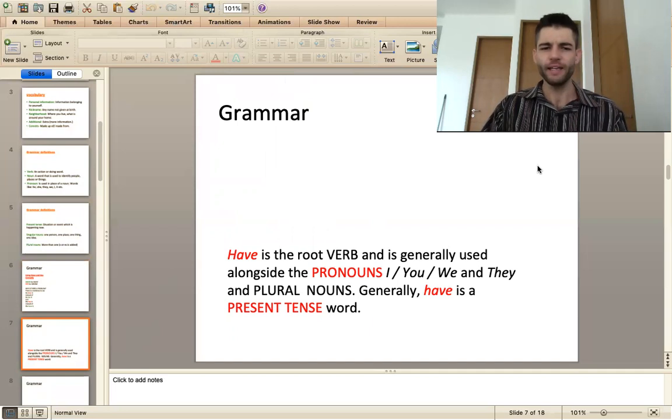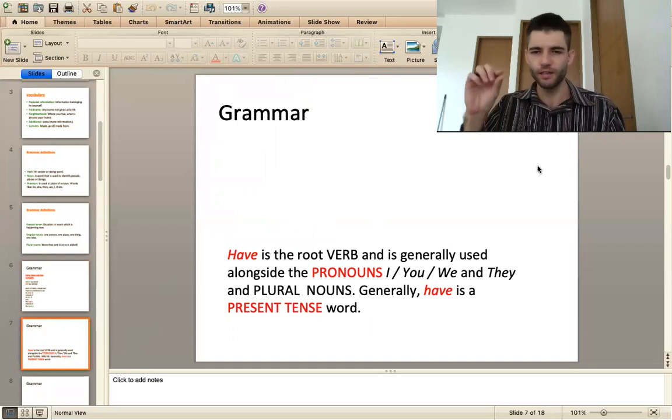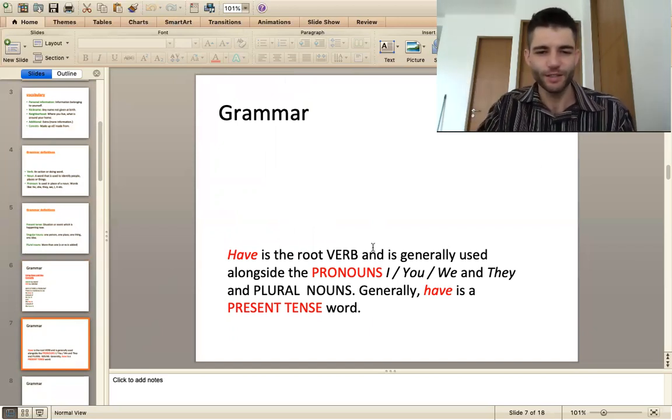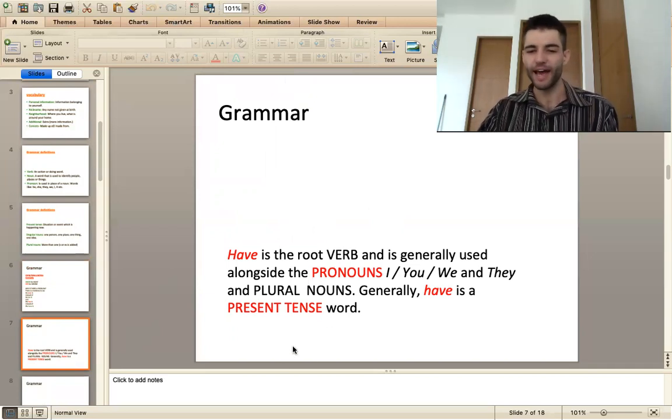There we go. At any time, feel free to pause the video and read the things yourself so that it can sink into your mind a little bit easier. So let's look here at the word have. And the word have, it says, is a root verb and is generally used alongside the pronouns I, you, we, and they, and plural nouns. Generally, have is a present tense word.